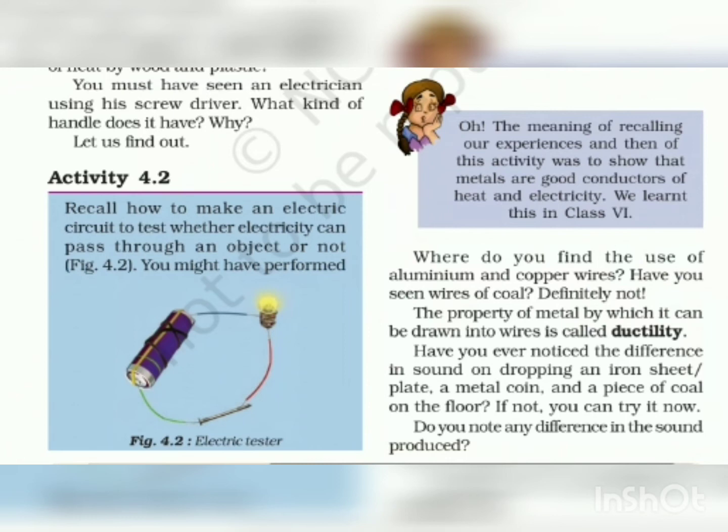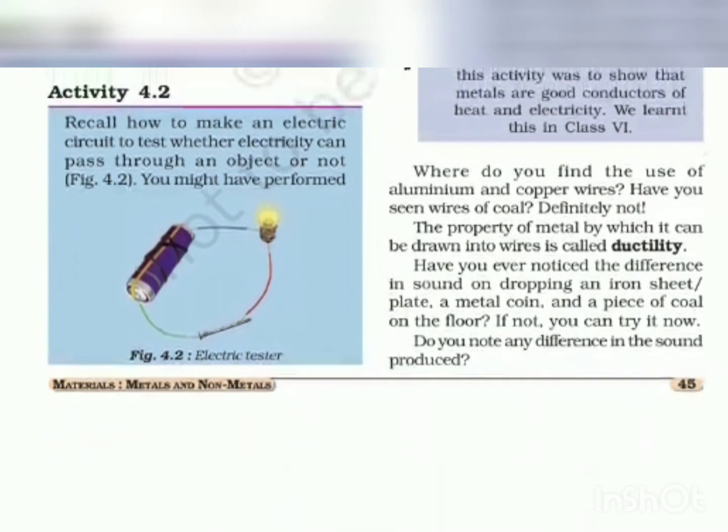So here we have seen the second property of metals. Now have you ever noticed the difference in sound on dropping an iron sheet, plate or metal coin and a piece of coal on the floor? If not, you can try it now. You can take a steel plate, and you can take a wooden plate or any other thing, a piece of coal or something, and put it on the floor.